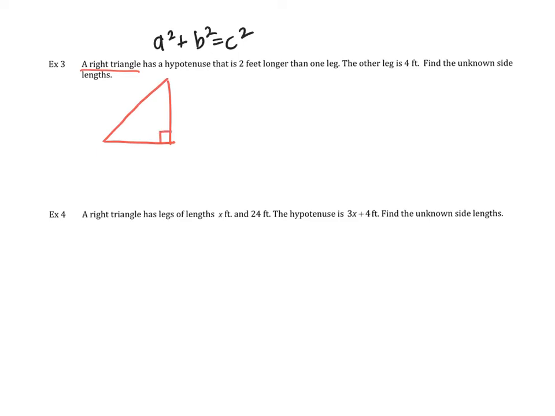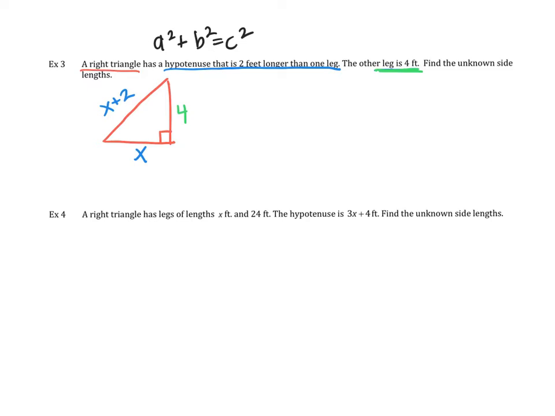It has a hypotenuse that is 2 feet longer than one leg. So I don't know what one leg is, so I'm just going to call it x. But I know the hypotenuse is 2 feet longer than that. So I'm going to have the expression x plus 2. The other leg is 4 feet. So this is my other leg, so I'm going to label that 4. Okay? Find the unknown side lengths.